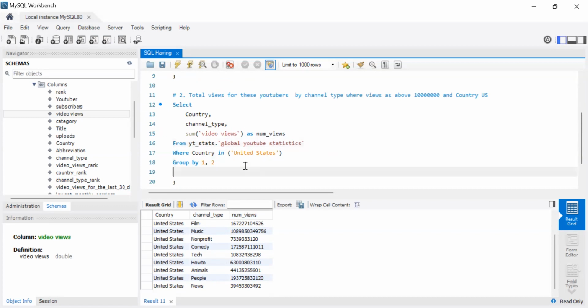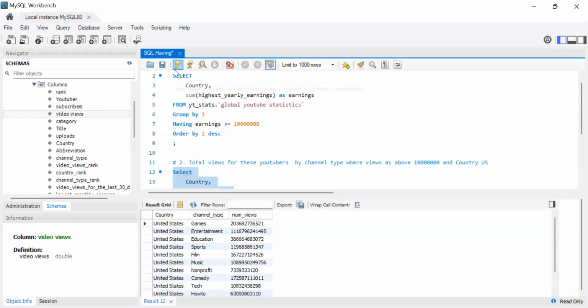Okay, so we can still do that, using having. Let's see which people are above 10 million. Then I'll explain to you what I meant. Okay, so these are the people who are above 10 million. But now, the thing with this is it's a combination of country plus channel type. So if you're from the United States and you're from games, are your views above 10 million?